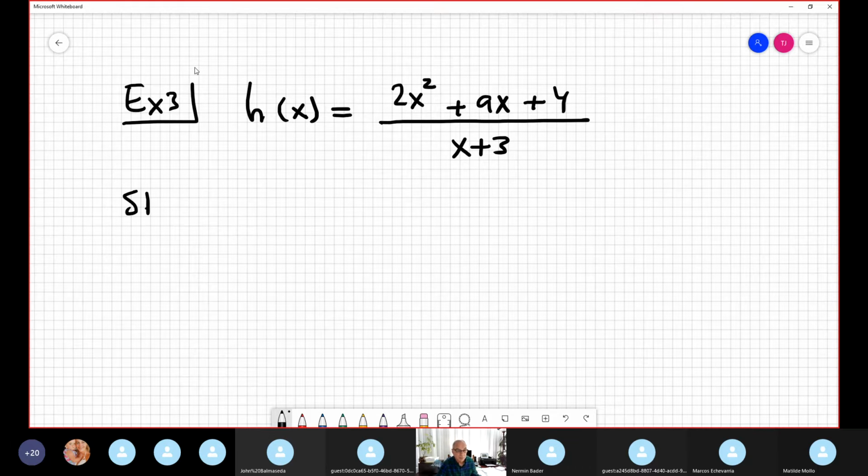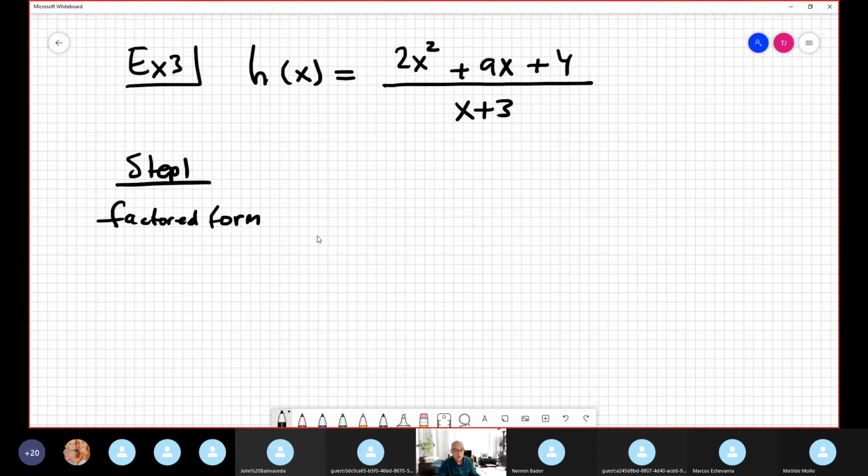What is the step one? Tell me. To remind me, what is the step one? What is the action you should do? Factor form. Exactly. Always. And you take the polynomial in the top, it's 2x squared plus 9x plus 4. You multiply this guy, it's 8, and the combination is 8 and 1, because 8 times 1 is 8, 8 plus 1 is 9.